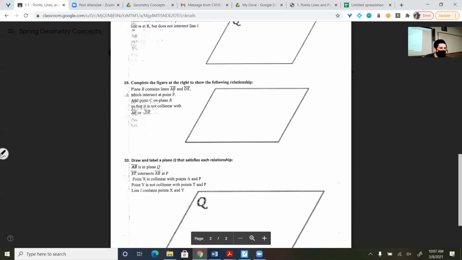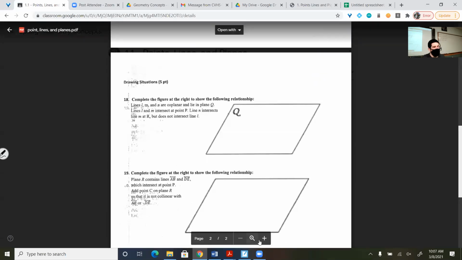You can see, again, the terminology. Plane R contains lines A, B, and DE. They intersect at a point. Add point C on the plane, so that is not collinear. You can see they're also using "not" instead of "non" with that. So you have all the information you need to do these problems, but let's just try number 18.